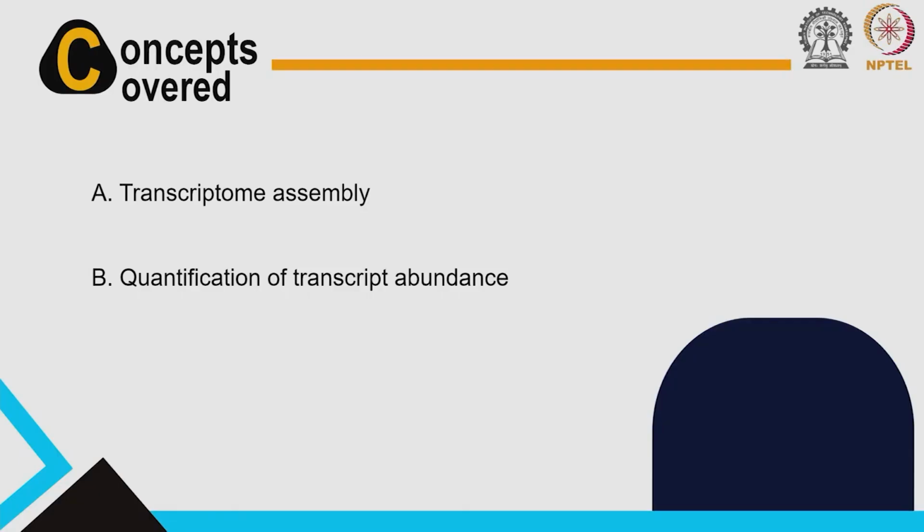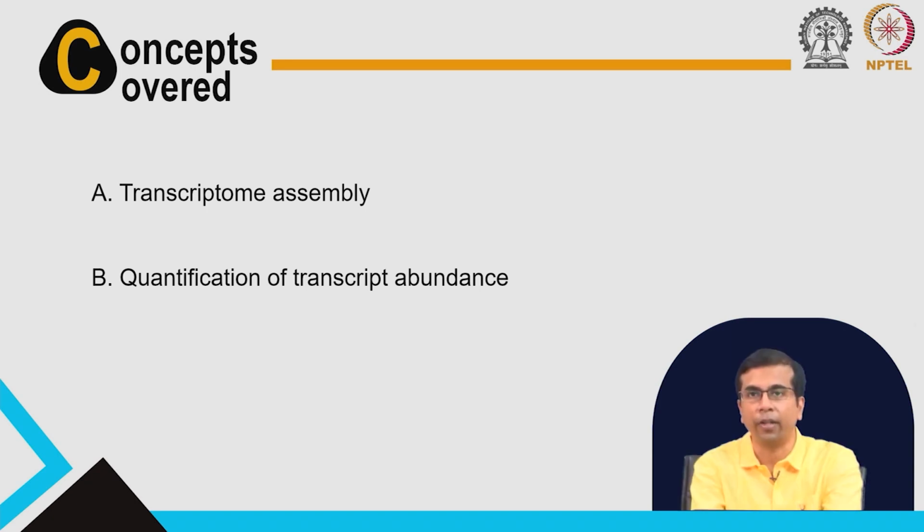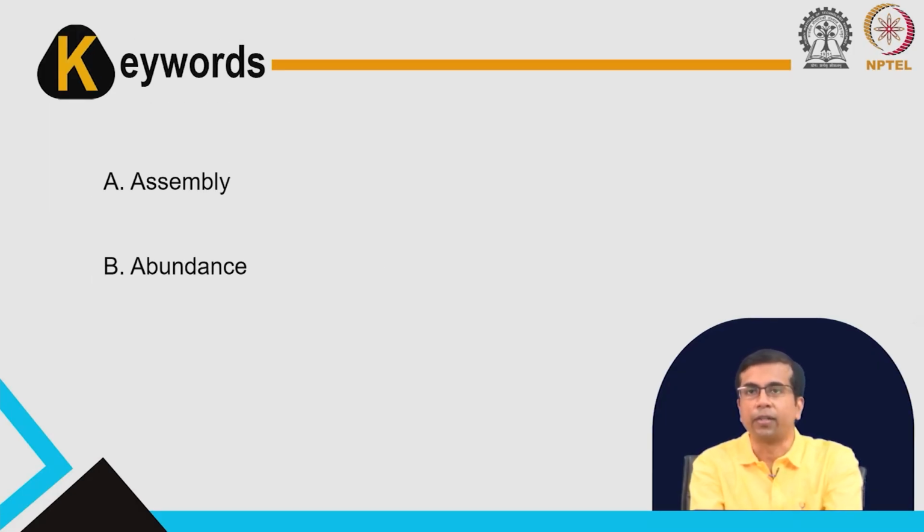The first concept is transcriptome assembly. We will talk about what assembly is, discuss some of the tools that are used for assembly, and how you evaluate the quality of an assembly. The second concept that we will be covering today is the quantification of transcript abundance. This is a very important step for any further analysis. We want to count how many transcripts there are in the cell, and this is what we do using transcript abundance quantification. These are the keywords: one is assembly, another is abundance.